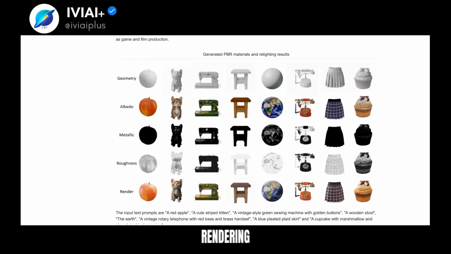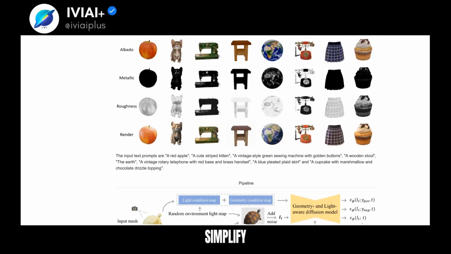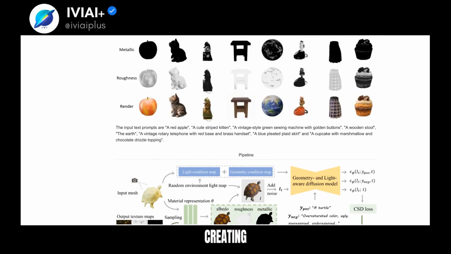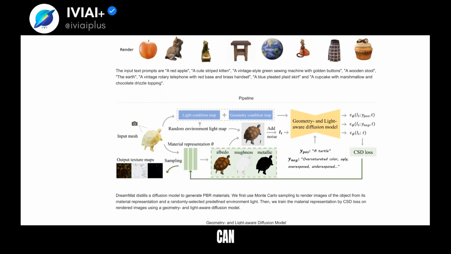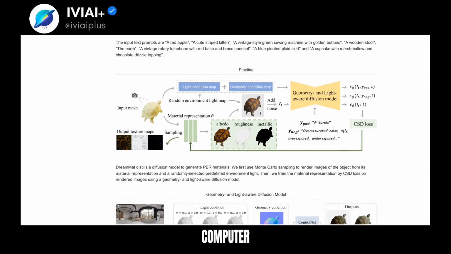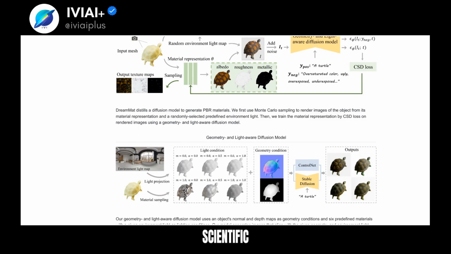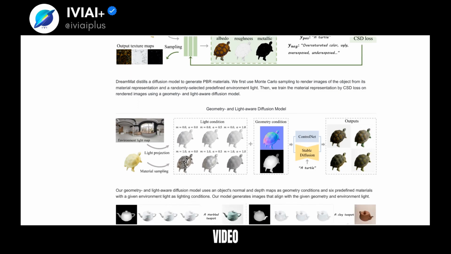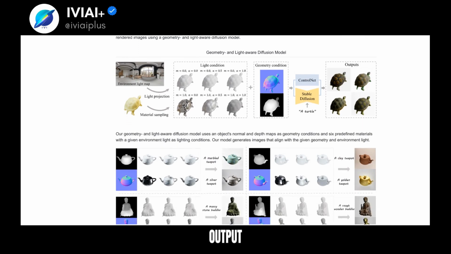DreamMat's utility lies in its ability to simplify complex AI developments by creating accessible and informative content. For instance, the technique can be applied in areas such as computer-generated imagery, film production, architecture visualization, scientific simulations, or video game development, where high-quality rendering and photorealistic output are crucial.